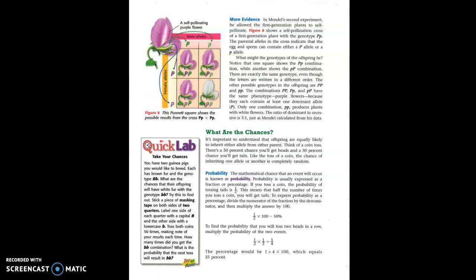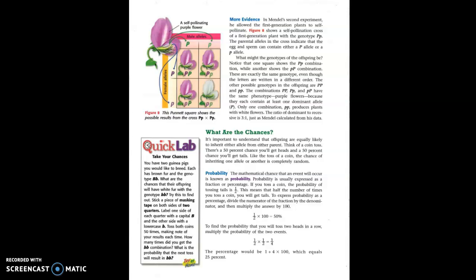Probability. The mathematical chance that an event will occur is known as probability. Probability is usually expressed as a fraction or percentage. If you toss a coin, the probability of tossing tails is 1 out of 2. This means that half the number of times you toss a coin, you will get tails.